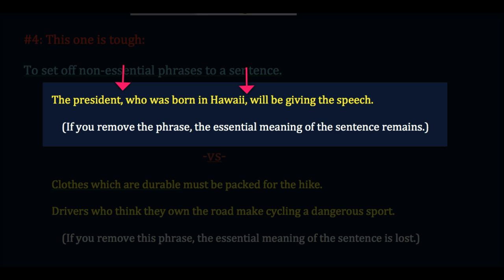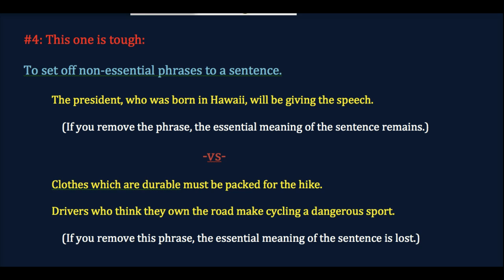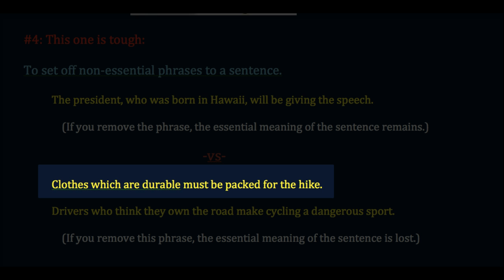It's non-essential. I think the comparison might help you out with this concept. Clothes which are durable must be packed for the hike. Okay, that's really essential, the which are durable, because that's what you're being advised to bring, not just clothes. No. You need durable clothes for this hike. That's essential. Don't hide that phrase in commas.